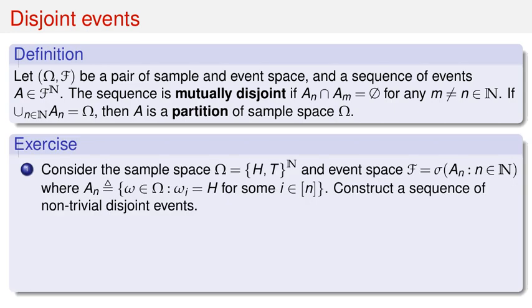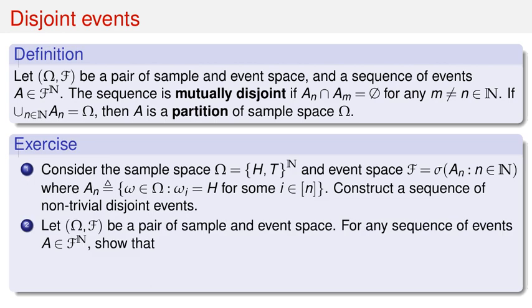Here's an exercise for you. First, consider the sample space omega equals the set H, T raised to N, countably infinite coin tosses, and the event space script F equals sigma of An for n in N, where An is the event that omega i equals H for some i in 1 to n, at least one head in the first n tosses. Try to construct a sequence of non-trivial disjoint events within this framework.